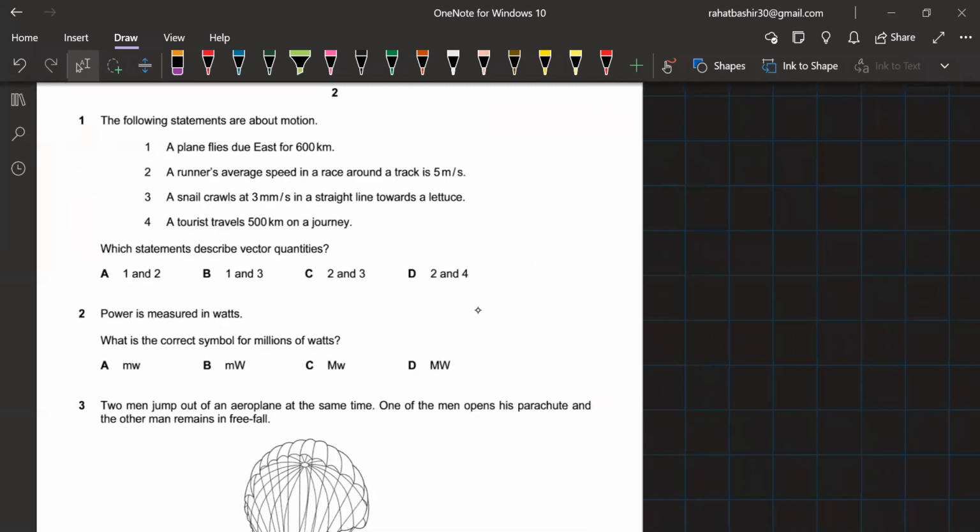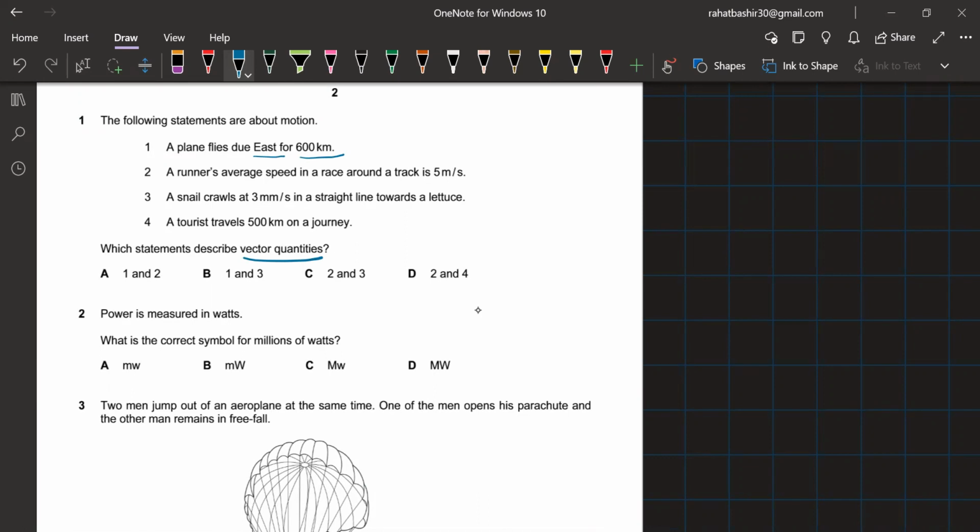The question says the following statements are about motion. There are 4 statements given and the question says that which statements describe vector quantities. So vector quantities are those that have magnitude as well as direction. So statement number 1, a plane flies due east for 600 kilometers. So we have both the magnitude as well as the direction.